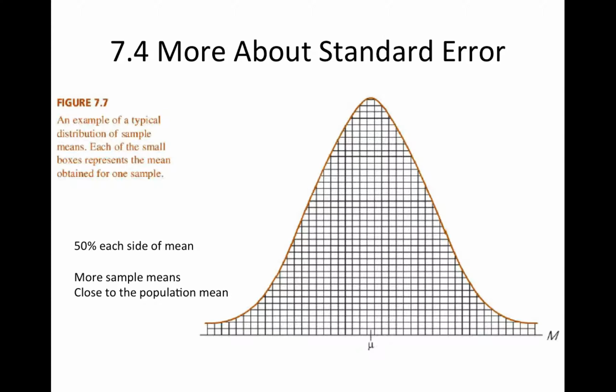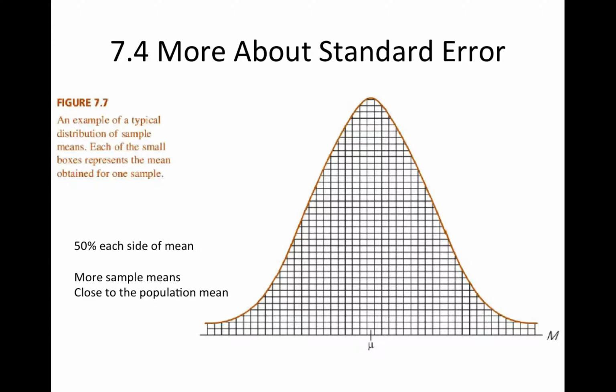Now, more about standard error. And remember, what is standard error? Standard error is the word we use to name the standard deviation of the distribution of sample means. Before we talked about just standard deviation, and we're talking about the standard deviation of a population of scores, or even a sample of scores. Now we're talking about a very specific type of standard deviation. This is the standard deviation of the distribution of sample means.